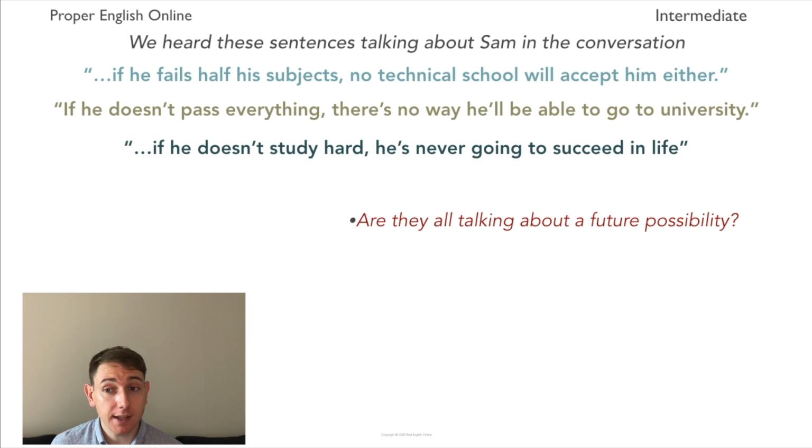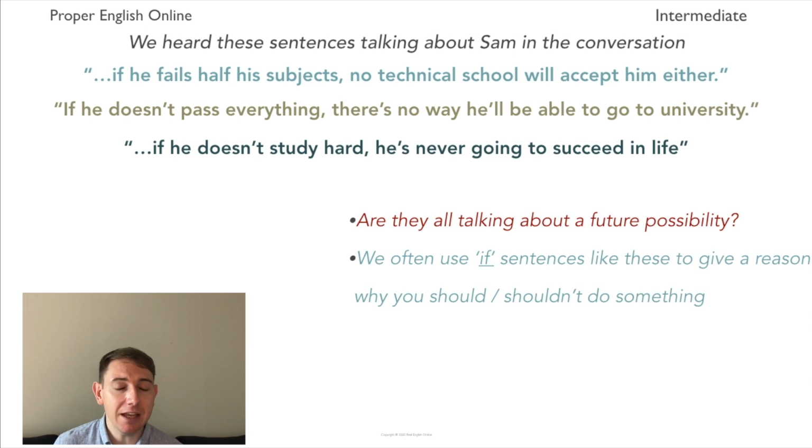Okay, all right, yes, they are. They're all talking about the future. If he doesn't pass his subjects, he won't be able to go to university. There's no way he'll be able to. Talking about the future, all of them are. Now, we often use if sentences like these to give a reason why you should or shouldn't do something.